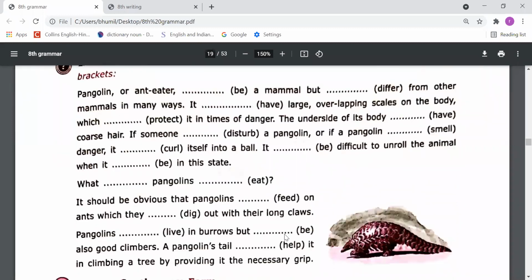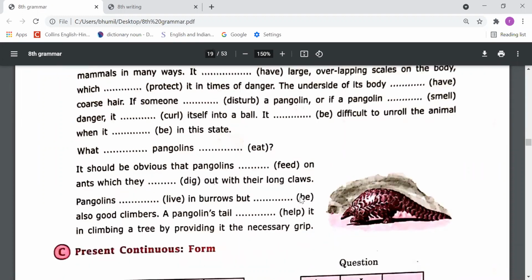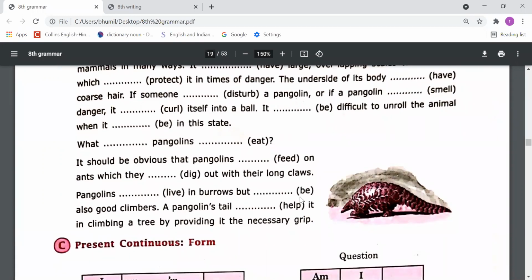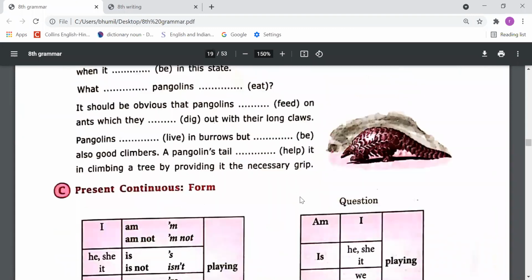Dear students, some part I have told you and the rest you have to do by yourself, right? Now, please, let's come to the next exercise. And soon I'll send the answer key too. After writing your answer with the pencil, you can match the answer. If there is any need of correction, you can do it.